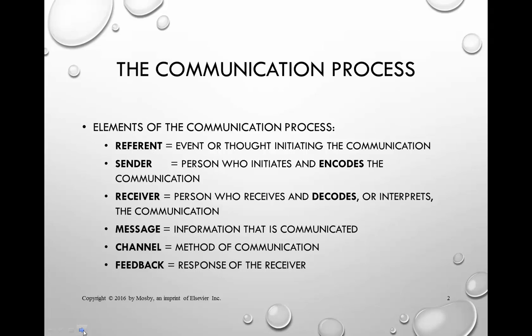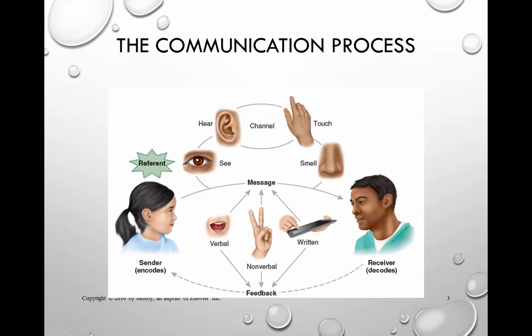So then there's the message, and that's the actual information that's being communicated. There's the channel, which is the method, and then there's the feedback, and that's the response that the receiver gives. So this is the communication process. This is just a picture, and I'm not going to explain each part of it.